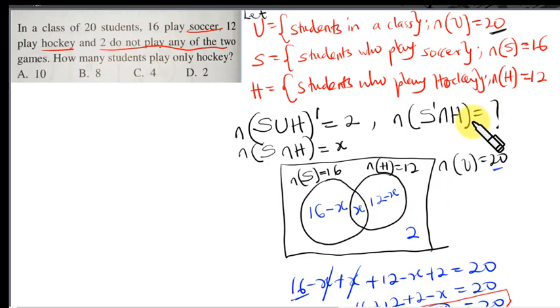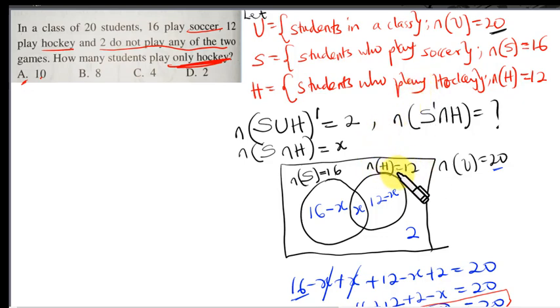But be very careful. What is the question asking you? Look at option A. Option A is 10, but the question is asking you to find how many students play only hockey, not those who play both. If the question had asked you about those who play both, the correct option should have been A, 10. So anytime that you solve a question, be very careful and ask yourself, what is the question asking of you? The question is asking of only hockey.